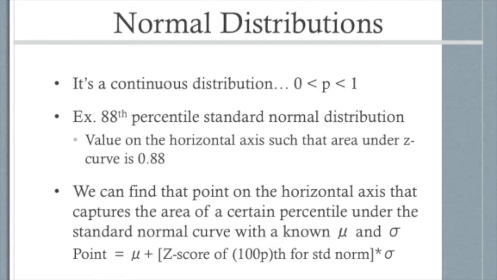A percentile in a standard normal distribution is like a continuous distribution where p is between 0 and 1. In a standard normal distribution, there is now a z-value along the horizontal axis that corresponds with the percentile. For example, the 88th percentile on a standard normal distribution curve is the area under the z-curve up to where your corresponding z-value lies on the horizontal axis. We can find that data value that corresponds to the percentile when given the mean and standard deviation of the normal curve. The data value is equal to the mean plus the z-score from the table times the standard deviation.